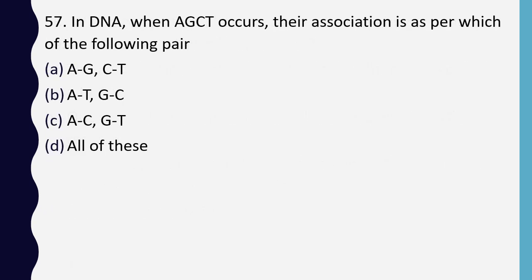Question number 57. In DNA, when AGCT occurs, the association as per which of the following pairs is seen? A with G, C with T; A with T, G with C; A with C, G with T; all of these. The correct answer is option B. A always bonds with T and G occurs with C.